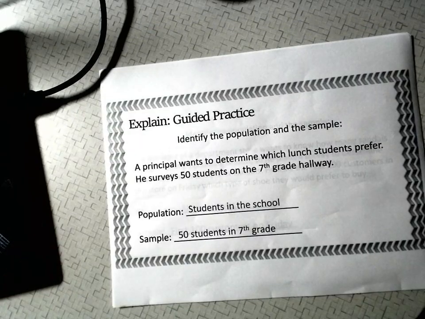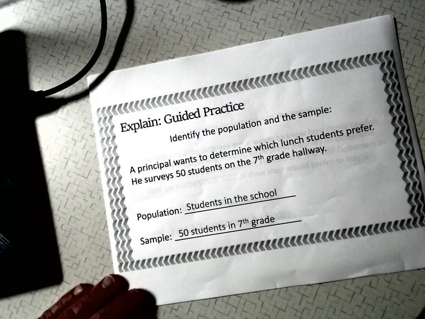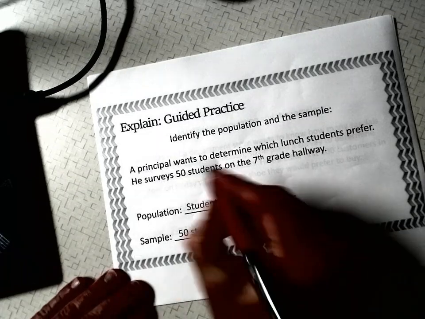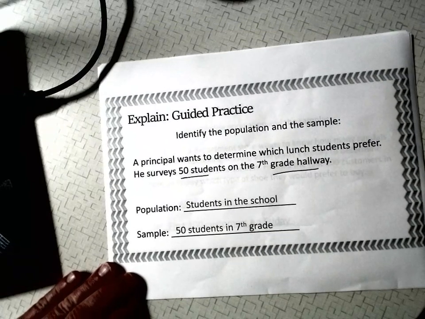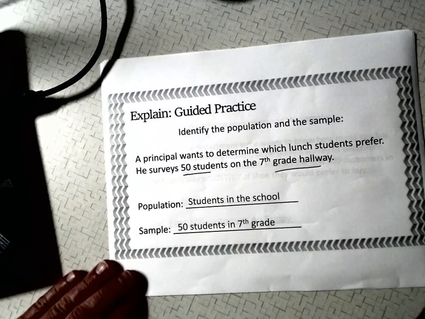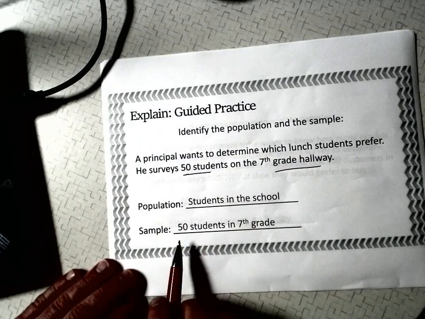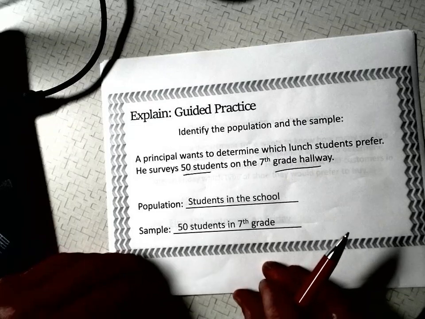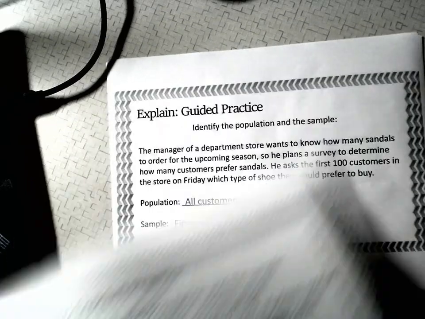Here's some examples. Principal wants to determine which lunch students prefer. He has surveyed 50 students in the 7th grade hallway. The population are all the students in the school. The sample of that population are the 50 students from the 7th grade. So the population is the entire school, and a sample is the 50 students that were surveyed from the 7th grade.